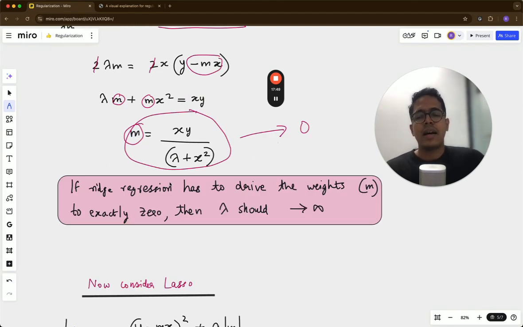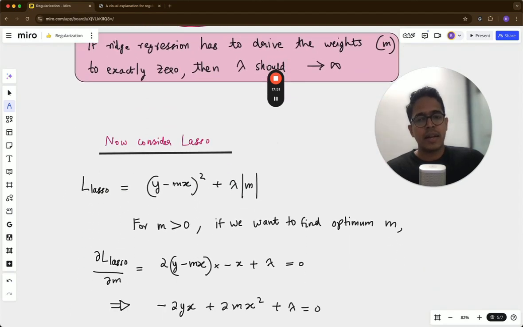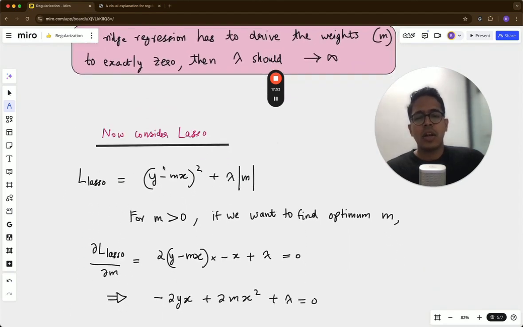Now let us look at the other case, which is lasso regression. In lasso, the loss function can be written like this, where this is our good old mean squared error loss function plus the penalty term, which is lambda times modulus of m. It's usually the summation of modulus of m, but here we are assuming there is only one model parameter.